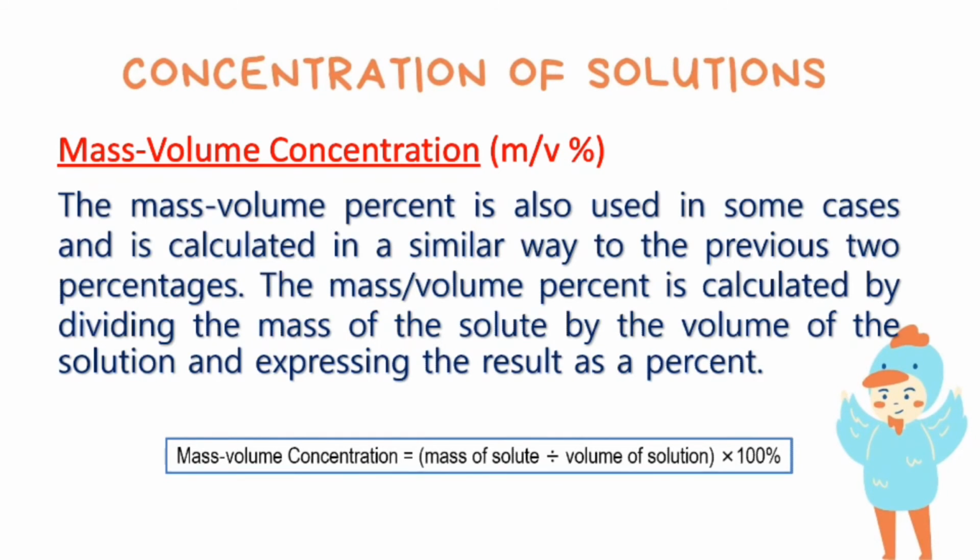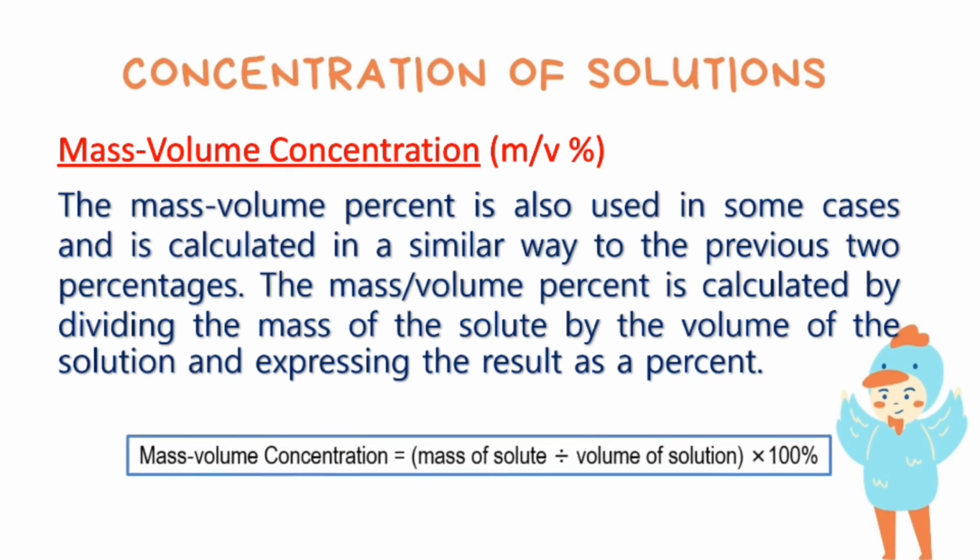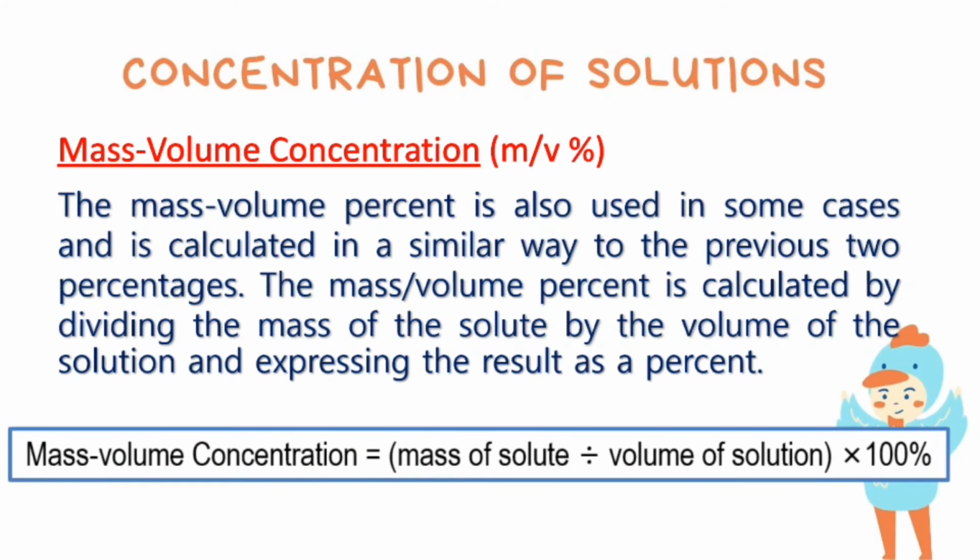We will now move on to the next equation. This frame explains how mass volume concentration percentage may be calculated. This equation is applicable when solid solutes are dissolved in liquid solutions. The mass volume percent is calculated by dividing the mass of the solute by the volume of the solution and expressing the result as a percent. This is the equation to be used in solving mass volume concentration.